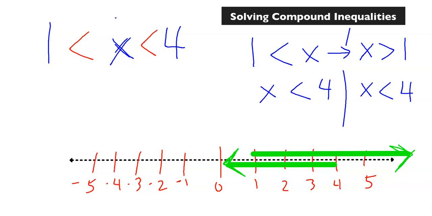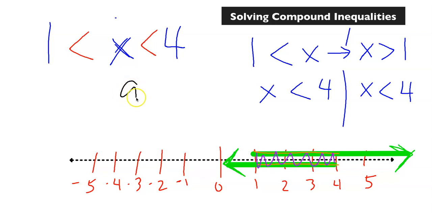If that doesn't make sense, everybody, I'm looking for a value that is greater than 1, so everything greater than 1 is going to be there. Everything less than 4 is going to be here. So where, again, does my overlap occur? I'll use a different color this time. My overlap occurs there.